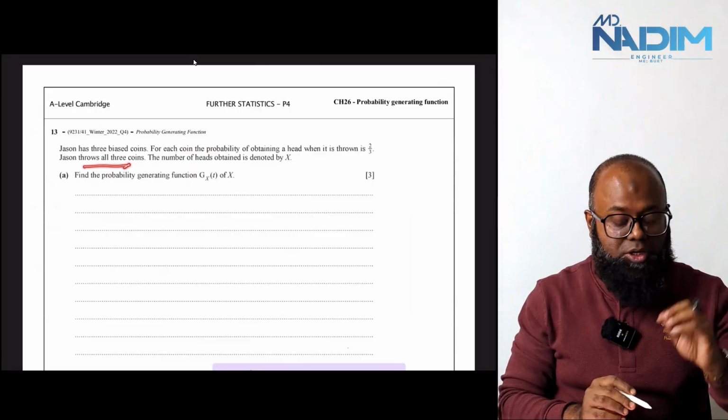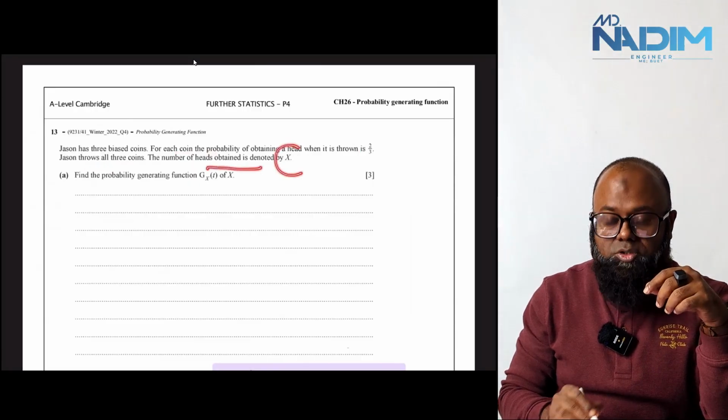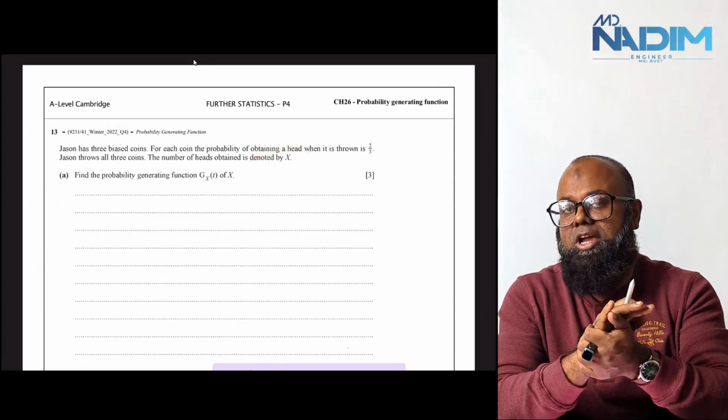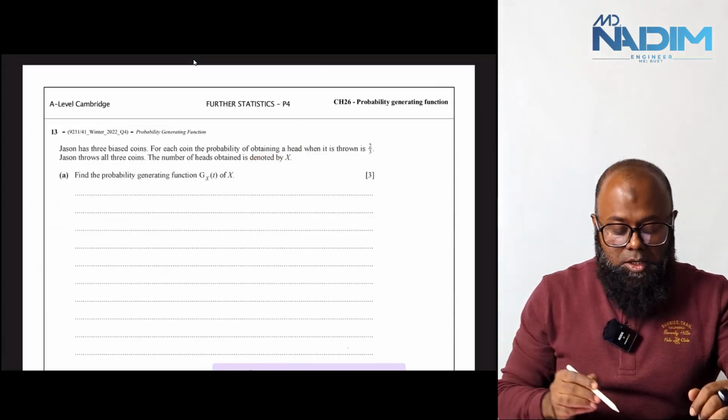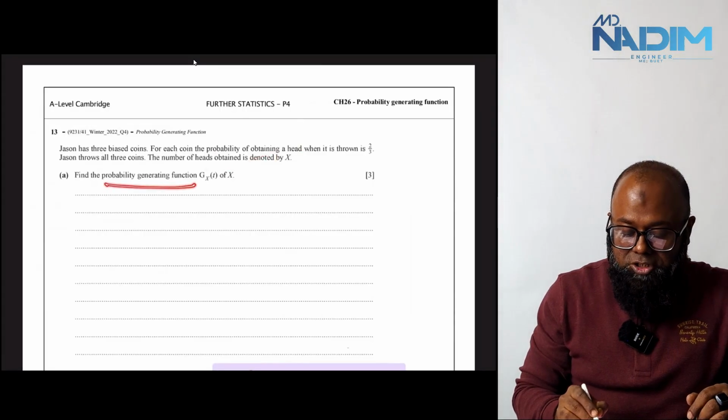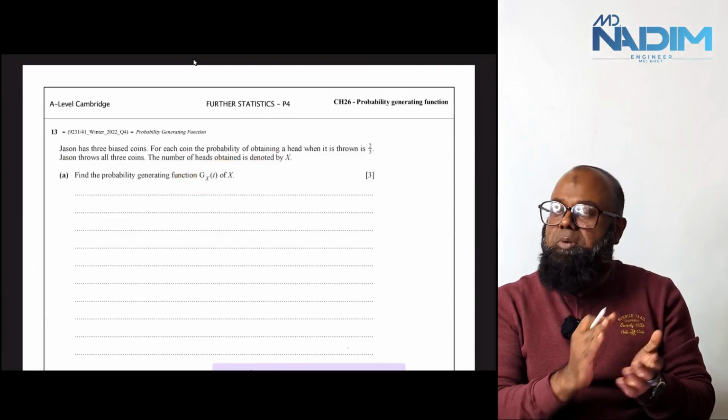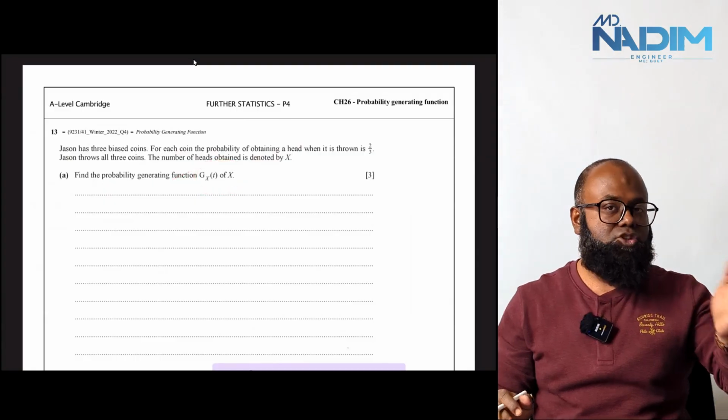Jason throws all 3 coins. The number of heads obtained is denoted by x. So here the random variable x indicates the number of heads. Find the probability generating function of G(x). To do this part of the sum, you need the concept of lecture 1.